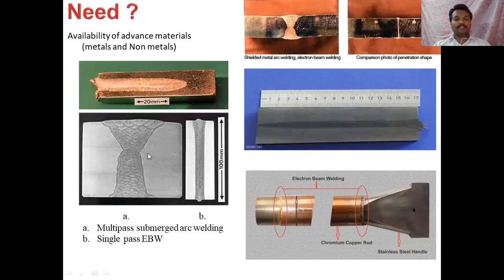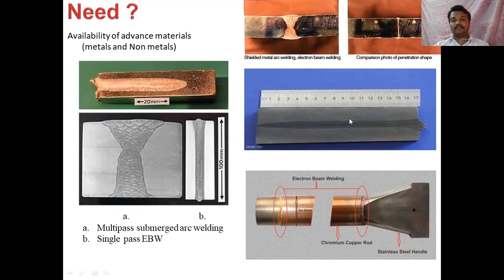If you look at the figures in this slide, figure A and figure B, figure A is a multi-pass submerged arc welding, where we can see the width of the weld is wider. In figure B, we can see the single pass EBW. In the single pass, we can see the weld from the top portion of the surface to the bottom portion. A very thin weld cross section is observed for the single pass EBW. The multi-pass submerged arc welding has taken two passes to complete this thick section of the weld.